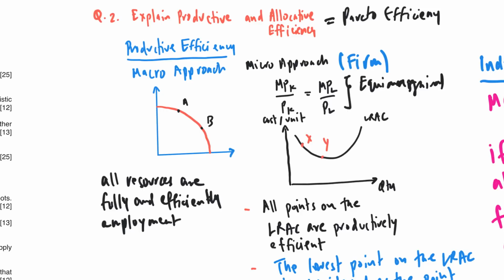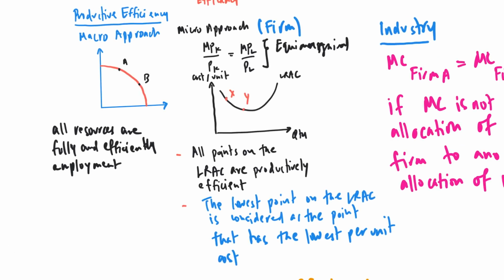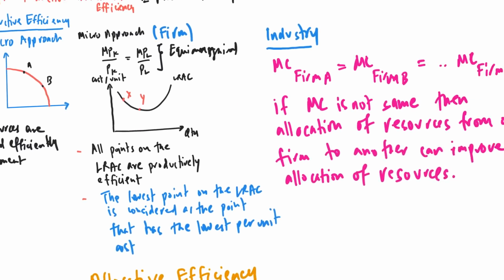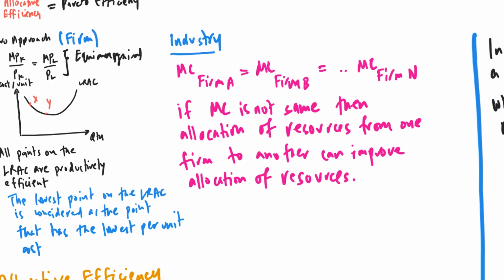So all points on the LRAC curve are productively efficient, but the one that a firm needs to strive for is the lowest point of the LRAC, which is the point with the lowest possible cost per unit. When it comes to industry, the marginal cost must be the same for all firms. So the condition necessary for all the firms in the industry to be efficient is that the marginal cost of all firms should be equal.